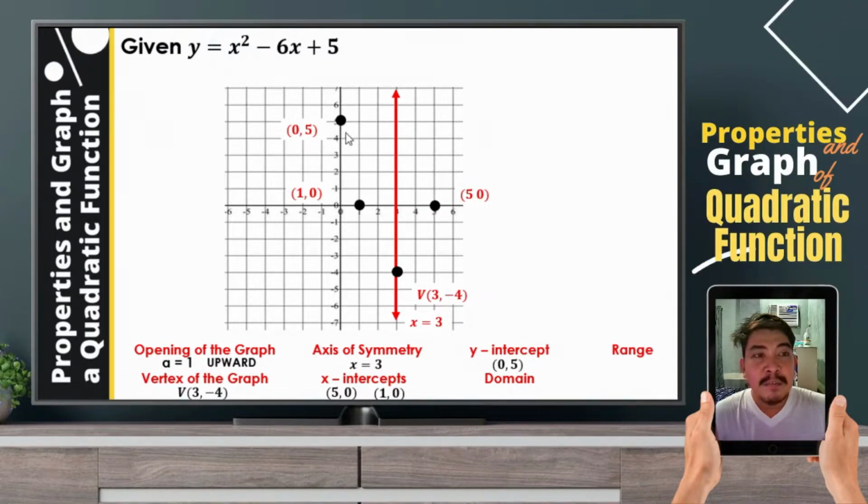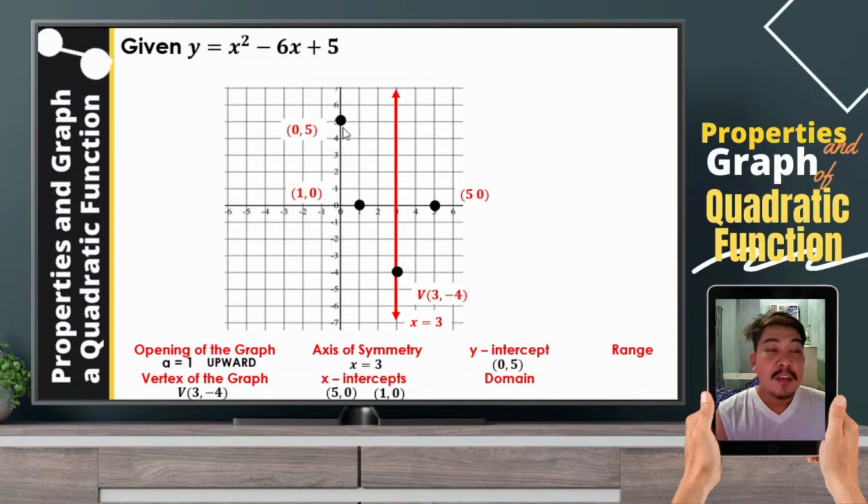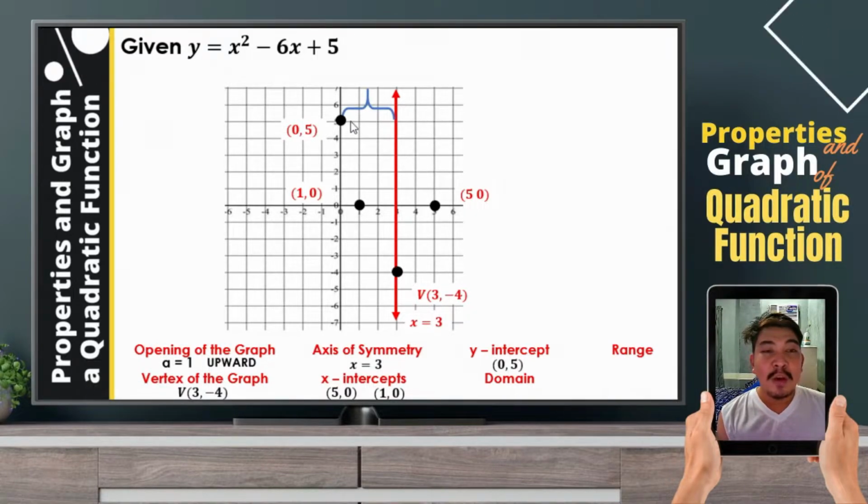So our task is to determine the reflection of 0 comma 5, or the point that is symmetric to 0 comma 5. How are we going to do that? We need to count from this point 0 comma 5 how many units to the axis of symmetry. And if you can see, if we are going to count, there are 3 units from this point to the axis of symmetry.